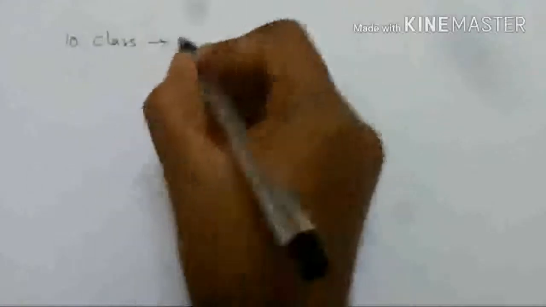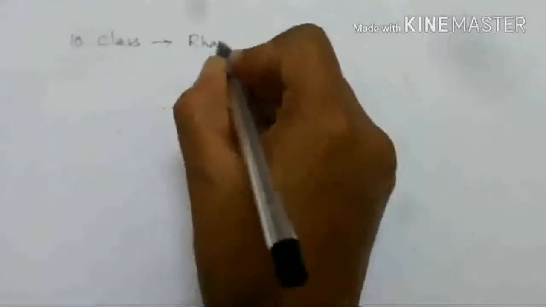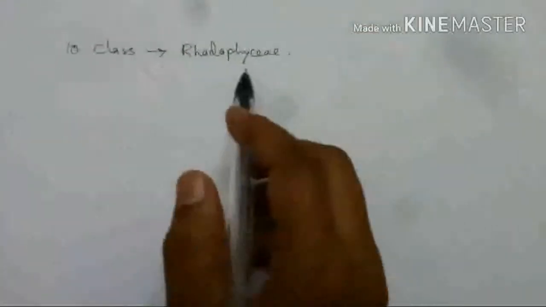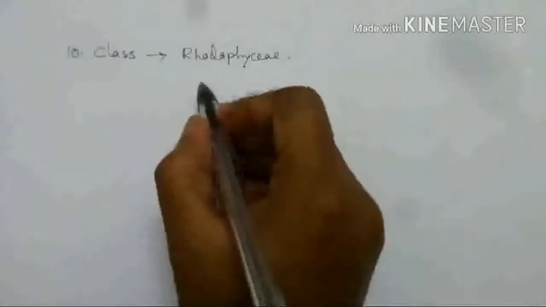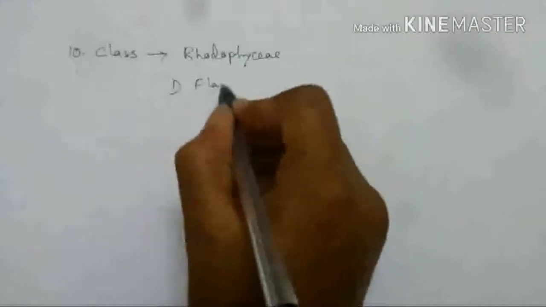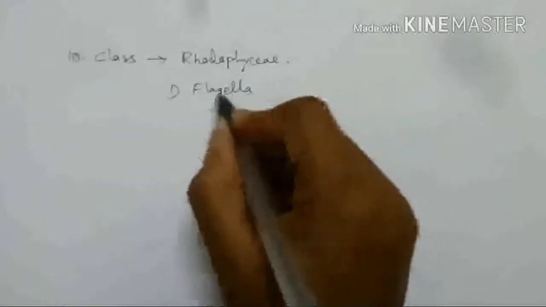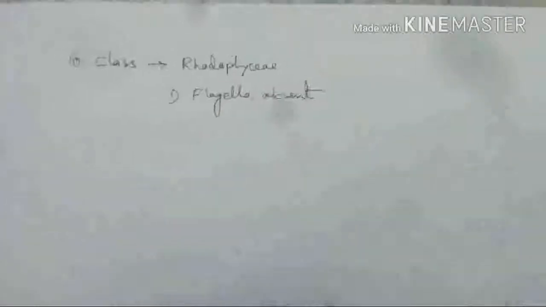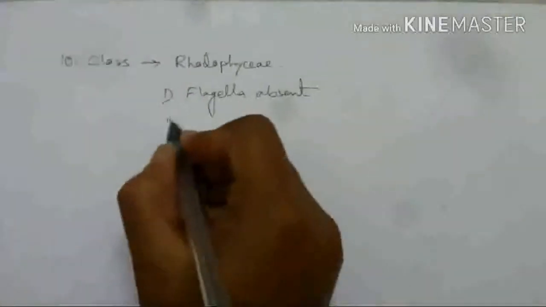Now the next class, number 10, is Rhodophyceae. In this class the flagella are totally absent, and the photosynthetic pigments are phycobilins.